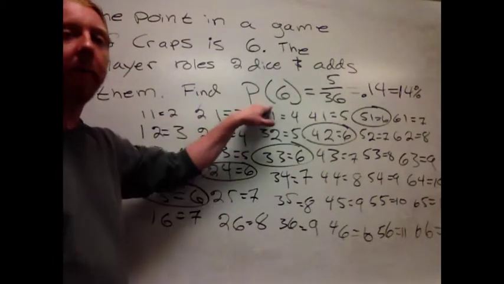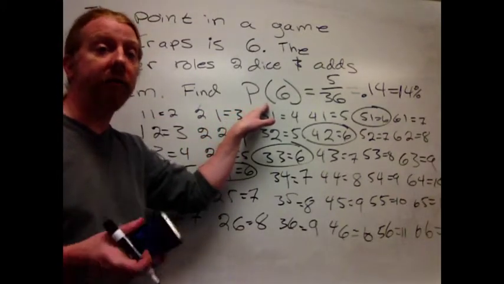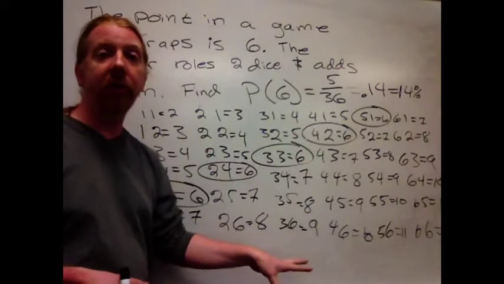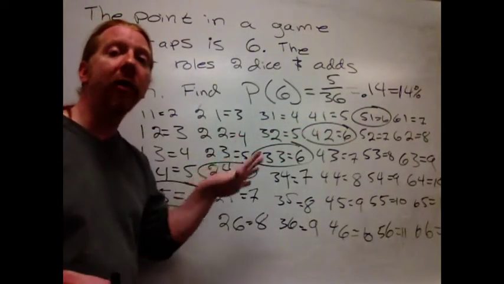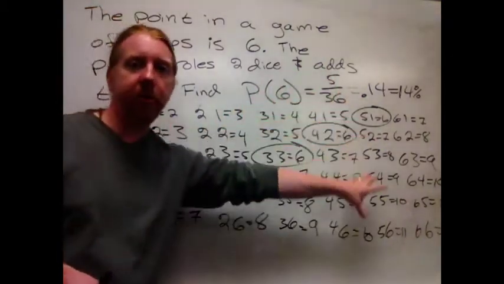Again, to do this probability, it really does boil down to simply asking myself, how many ways can I generate a value? In this case, the 6. How many total ways are there here? 36.